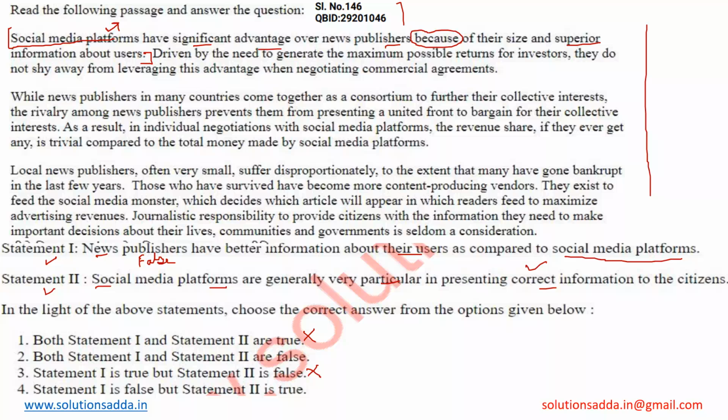So we can say statement 2 is also false. So those options which contain both statements as false will be our answer. So option number 2 will be the correct answer for this question. Both statement 1 and 2 are false.